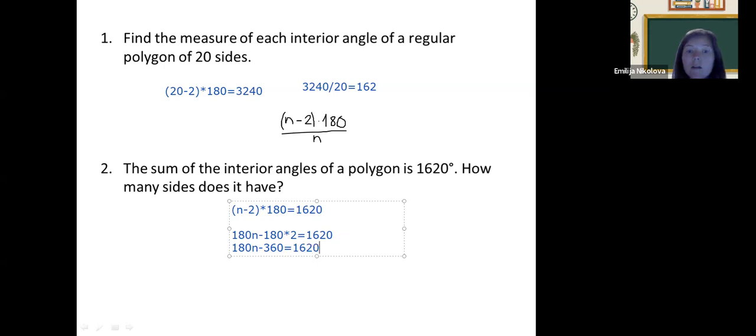equals 1,620. Now, in order to have 180n alone on this side, I can add, actually, because we have subtraction of 360 here, I can add 360 on both sides. So we will have 180n equals 1,620 plus 360, which is 1,980. Now we should divide by 180 on both sides in order to find how much is n, and we will have that n equals 11. So how many sides does the polygon have? The polygon has 11 sides.